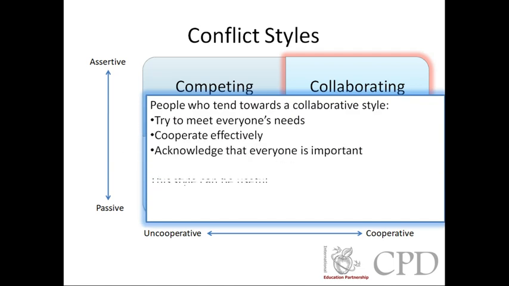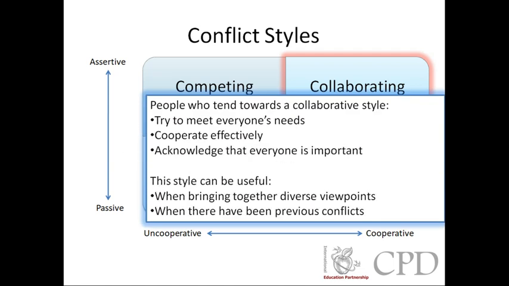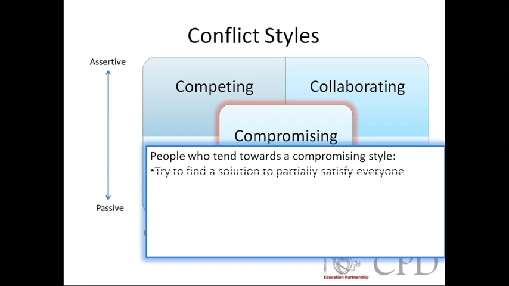People who tend towards a collaborative style are very assertive, they're putting their own ideas across, but they're also very cooperative, they're willing to meet everyone's needs and acknowledge that everyone's important. So this can be really useful when you're bringing together diverse viewpoints and when there have been previous conflicts. I would suggest this is a particularly useful style generally in dealing with conflicts with parents.